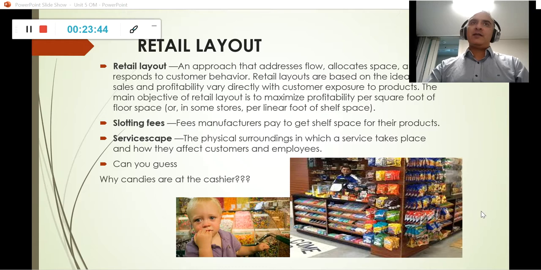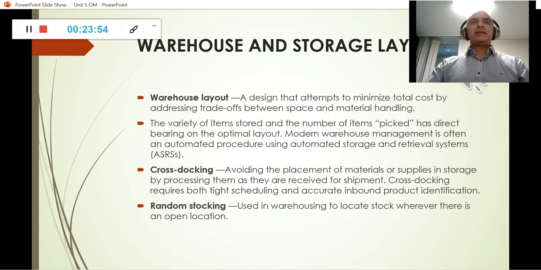If you're in the middle of a supermarket, you still can fight it. But if you're at the cashier, it makes the drama, you end up purchasing it, and that's it, right? Here you can watch the video to see how they maximize that.